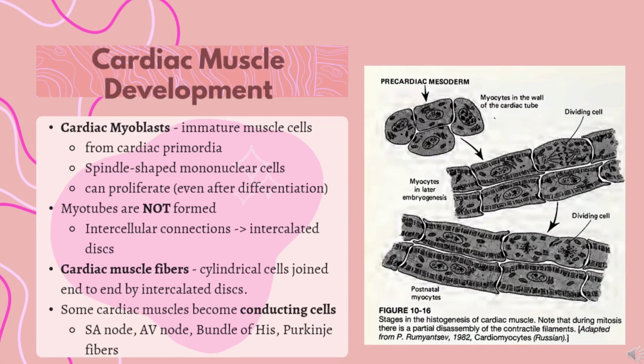Lastly, it is worth noting that some cardiac muscle cells develop to become nerve-like conducting cells, capable of carrying electrical signals. These cells would then become the conducting system of the heart, including the SA node or the sinoatrial node, the AV node or the atrioventricular node, the bundle of His, and the Purkinje fibers. This conducting system is crucial in maintaining the rhythm and synchronicity of heartbeats.